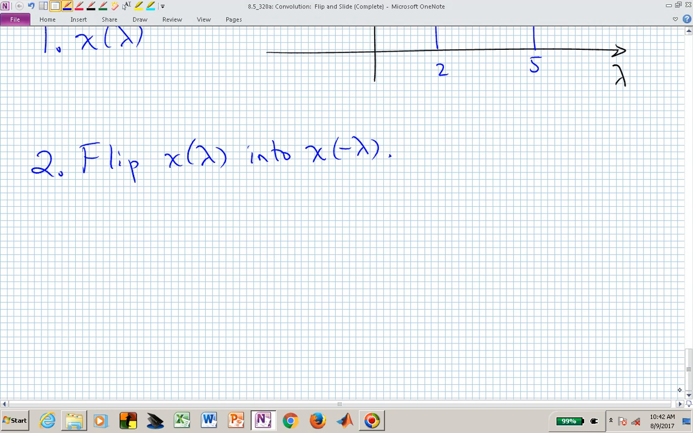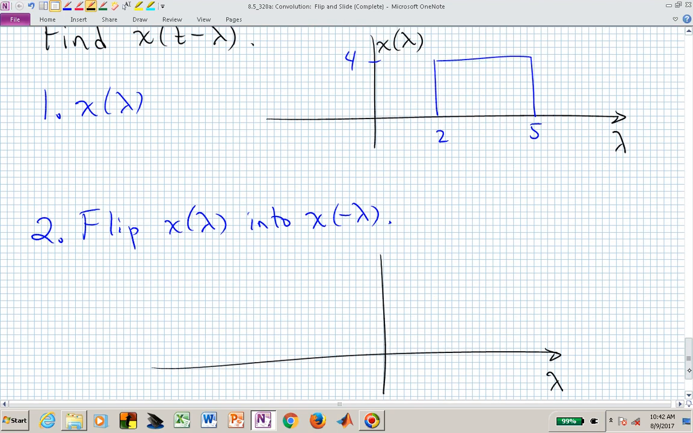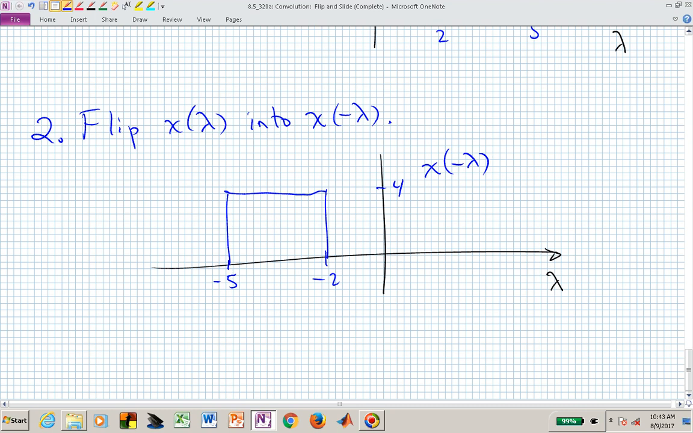And the flipping is with respect to the vertical axis at lambda equal to 0. If we now just flip x of lambda across the lambda equal to 0 axis, then the 2 becomes minus 2. Same functional value that we had before, and the 5 becomes minus 5. Granted, my pictures maybe aren't very clean, but it's supposed to be a mirror image of x of lambda. This is now x of minus lambda, where we're flipping across lambda equal to 0.